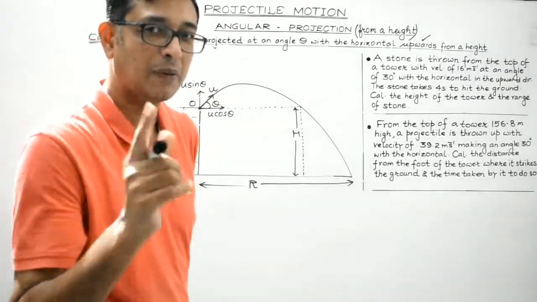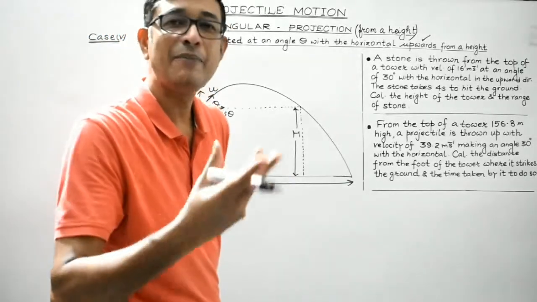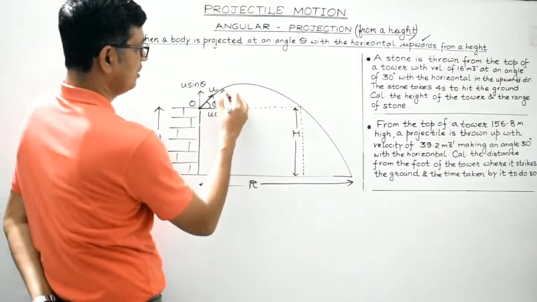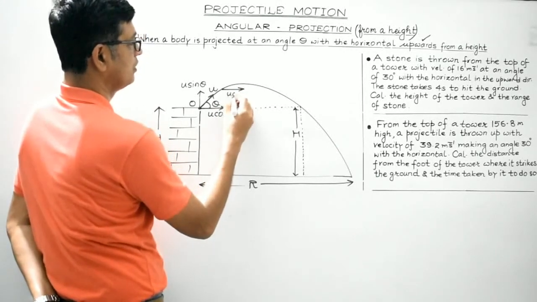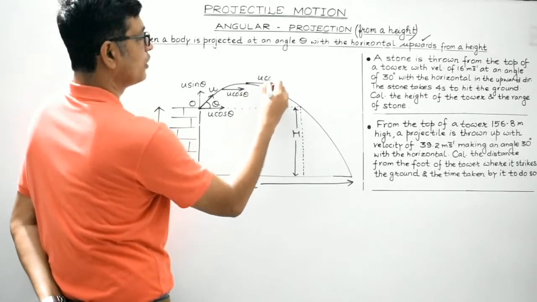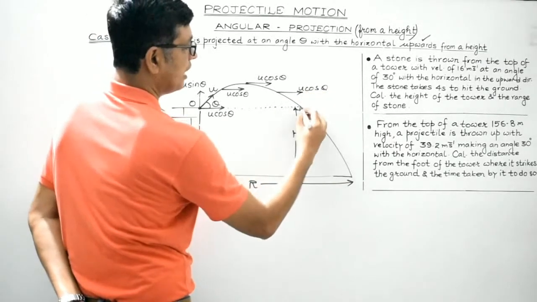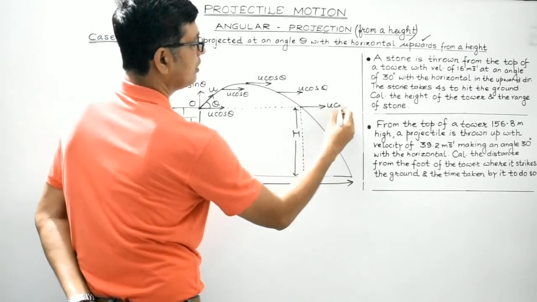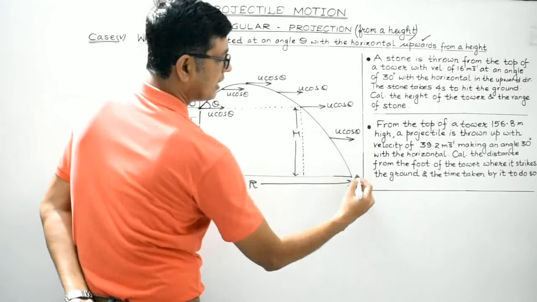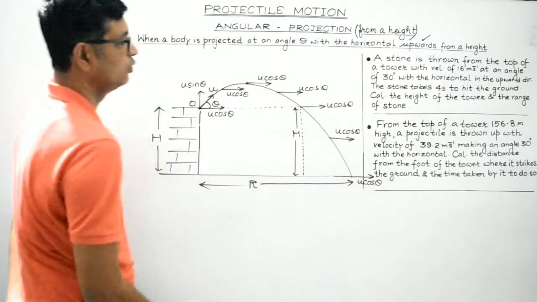Listen, students, always remember the horizontal component of velocity of a projectile at any point during its motion always remains conserved. So u cos theta, here it will be u cos theta. At the highest point, at the peak point, again the horizontal component is u cos theta. Here it will be u cos theta. At this point, it will be again u cos theta. And at the instant when it strikes the ground, again the horizontal component will remain constant, that is u cos theta.